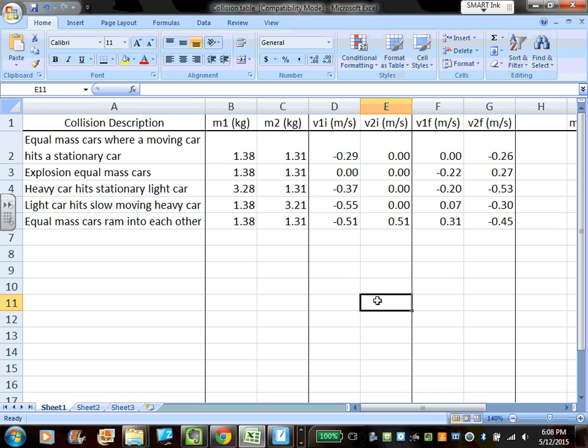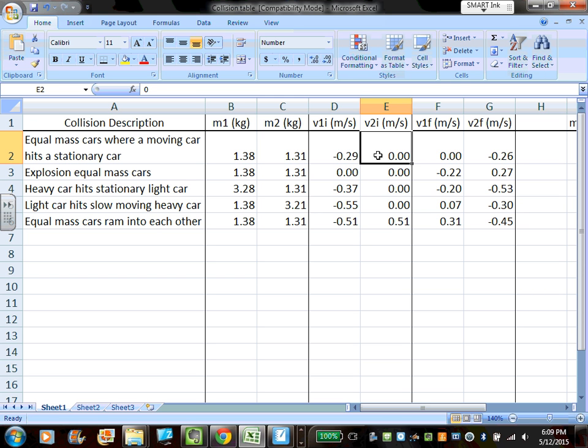So let's look at the first one. In my first collision, I had two equal mass cars where a moving car hit a stationary car. And if we look at my masses, they're not exactly the same, but they're awfully close, okay? So 1.38 kilograms and 1.31 kilograms. So the mass that I had in motion to start was mass 1. And it was moving with a velocity of 0.29 meters per second before the collision started. Mass 2 was the one that was stationary.